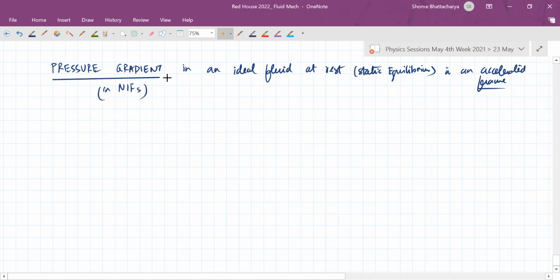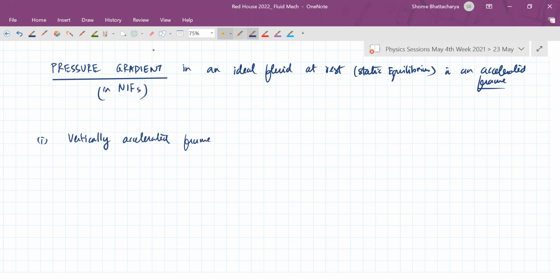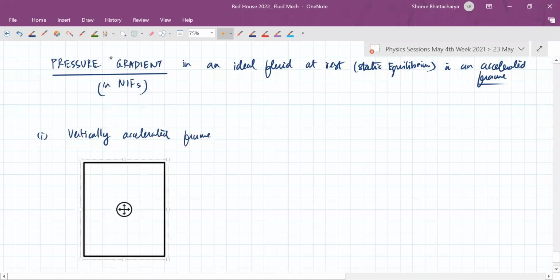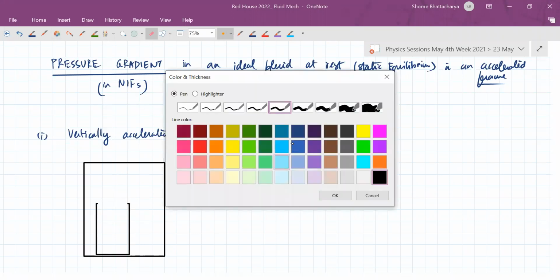So of course the trivial case of this is when we have vertical acceleration. It just kind of changes the effective value of gravity. So for example, if we have an elevator which is either accelerating vertically upwards or downwards, whichever be the case, vertically upwards, it will increase the vertical pressure gradient because pseudo force will act downwards. So inside this we have a tank which is having fluid.